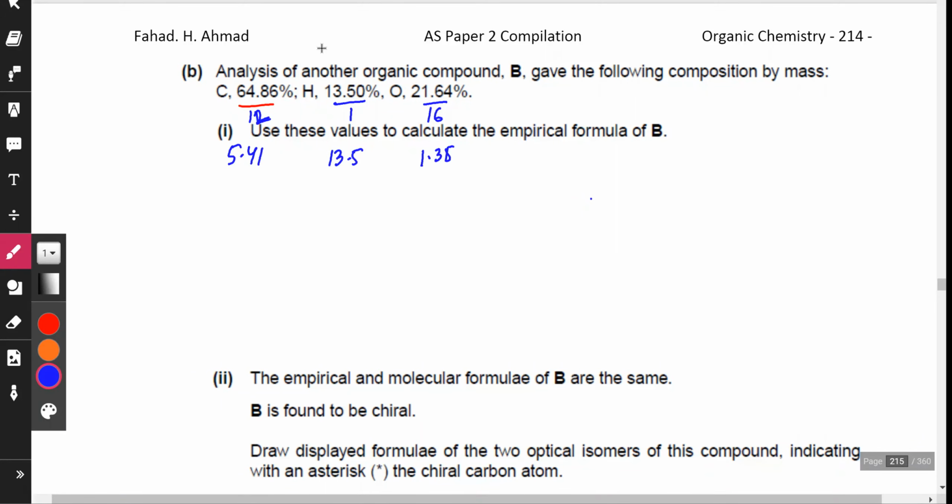Then divide by the smallest so that a whole number ratio comes out. Hopefully you will get a whole number ratio. So divide everything by 1.35. So oxygen, that's 1. What is 13.5 divided by 1.35?